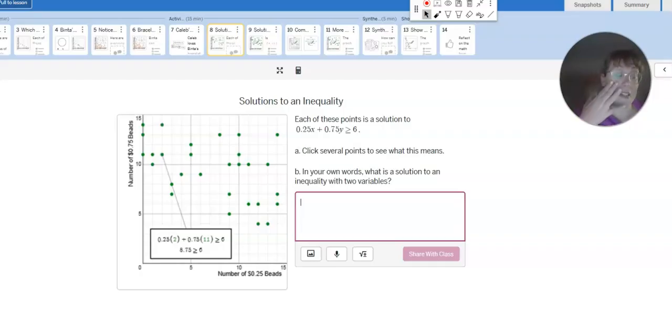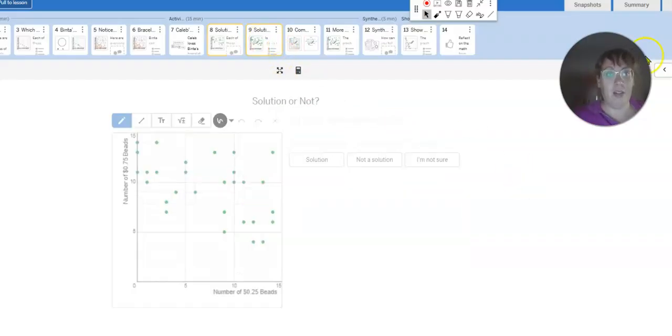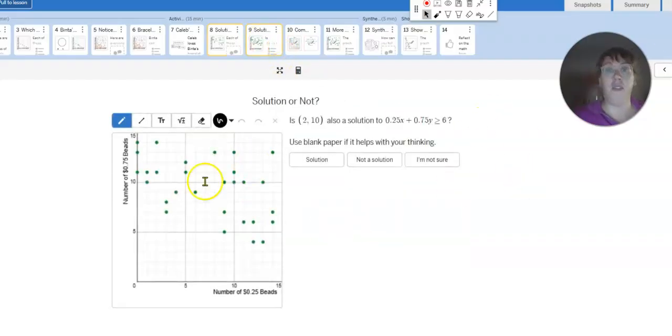Notice that we took the X and the Y values to prove it's a solution, right? When we plug these X and Y values in, we're getting a true inequality, making it a solution at those particular points. Let's go to slide 9, and feel free to pause at any point.